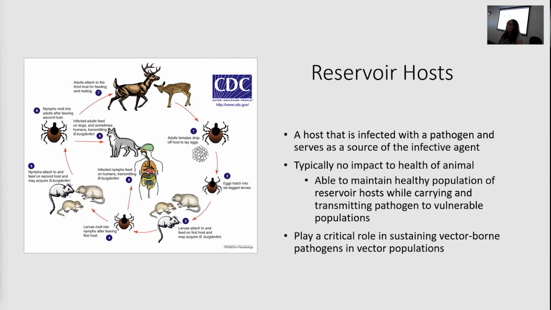Reservoir hosts that maintain pathogens act as a source of the infection, playing a central role in disease systems. These infections typically cause little to no pathology in the reservoirs themselves, allowing them to maintain transmission over a long period of time. Without infected reservoir hosts, we wouldn't have infected ticks. So they really do play a critical role in the life cycle of vector-borne pathogens. Because of this, understanding infection dynamics in reservoir hosts is essential for understanding disease risk.